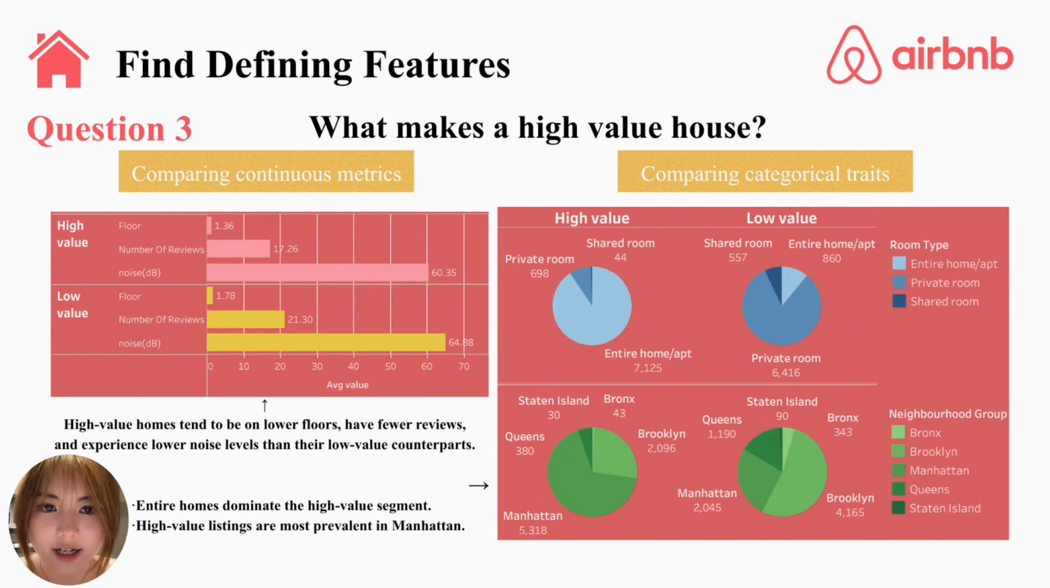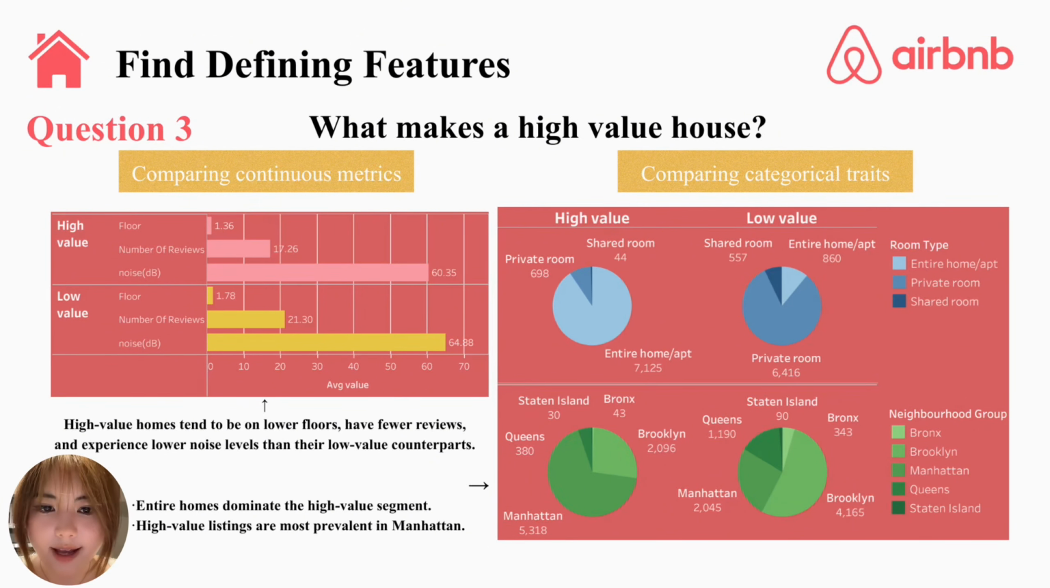Now look at the pie chart on the right. Entire homes make up the biggest share of high-value listings. We can see that 7,125 high-value listings are entire homes, far more than private rooms or shared rooms. Meanwhile, shared rooms are mostly found in the low-value group, 557 out of the low-value segment.